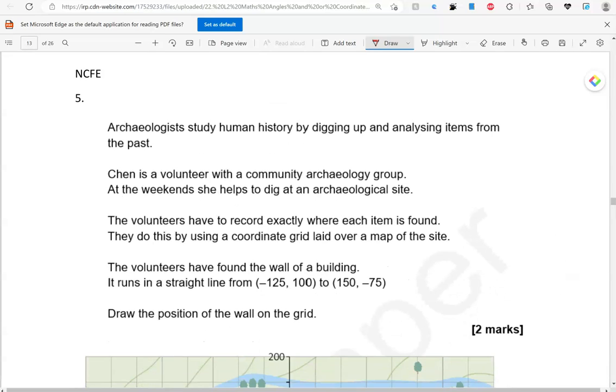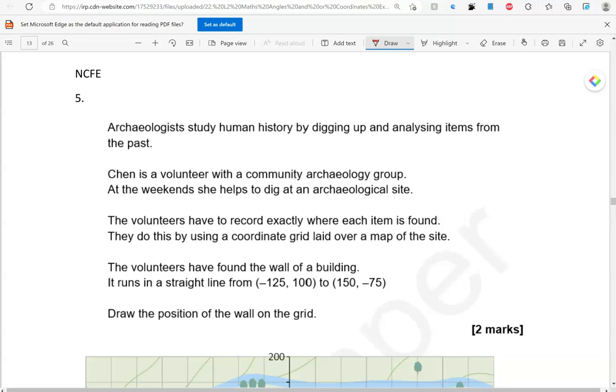Archaeologists study human history by digging up and analyzing items from the past. Chen is a volunteer with the community archaeology group. At the weekends, she helps to dig at an archaeological site. The volunteers have to record exactly where each item is found. They do this by using a coordinate grid laid over a map of the site. The volunteers have found the wall of a building.